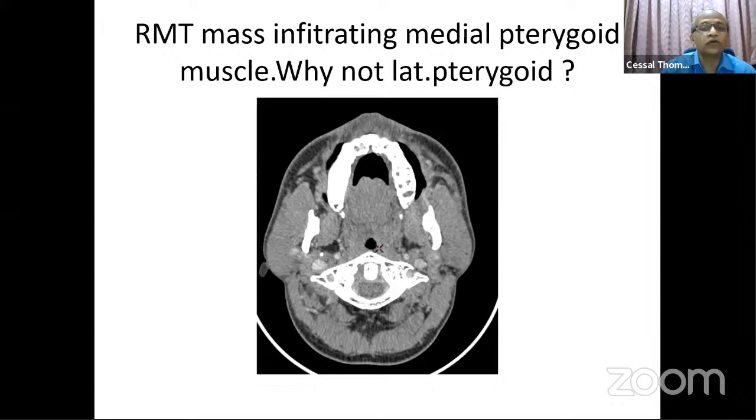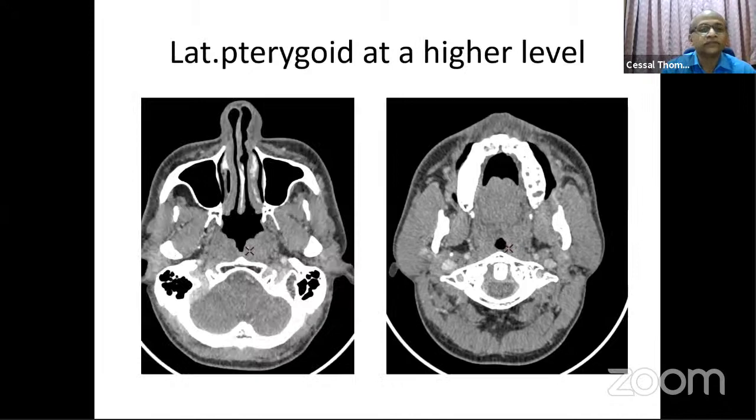That is only because of the orientation of the muscles. See, the lateral pterygoid, from where does it originate? It originates from the lateral pterygoid plate. So you can see the base of the pterygoid, medial pterygoid here, lateral pterygoid here. The lateral pterygoid originates from the lateral pterygoid plate and it inserts onto the condyloid process of the mandible. See here.